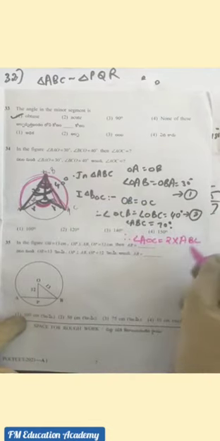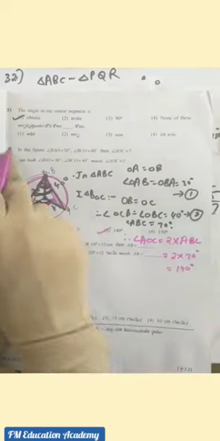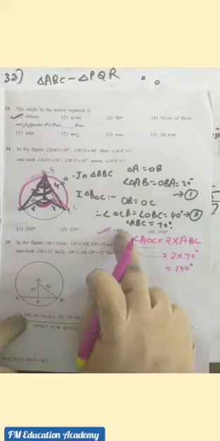So here we can say that angle AOC will be equal to 2 times of angle ABC, that is equal to 2 times of angle ABC, which we just now found out, 70 degree. 2 times 70 is 140 degree. In which option is 140 degree? Third option. So the 34th question answer is the third option, that is 140 degree.